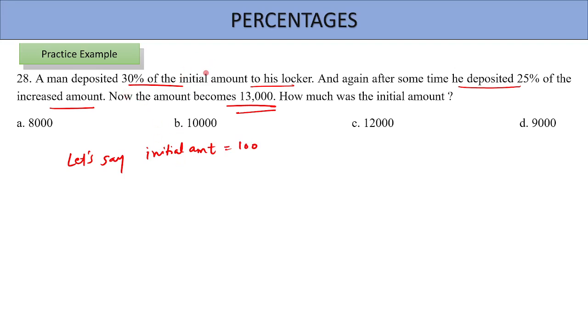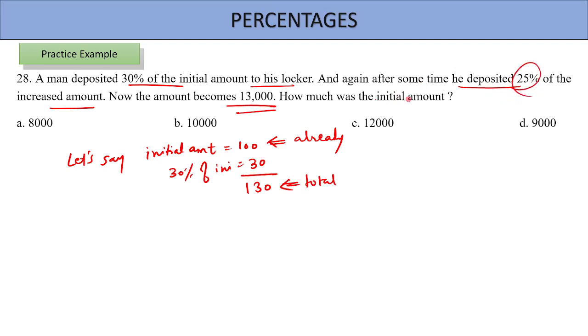He is depositing 30% of the initial amount. So 30% of the initial amount is nothing but 30. So when he is depositing 30% of the initial amount and in the locker there is already 100 rupees, the total amount will become 130. Again after some time he deposited 25% of the increased amount. So the increased amount now is 130. And what is 25% of that? You have to find.